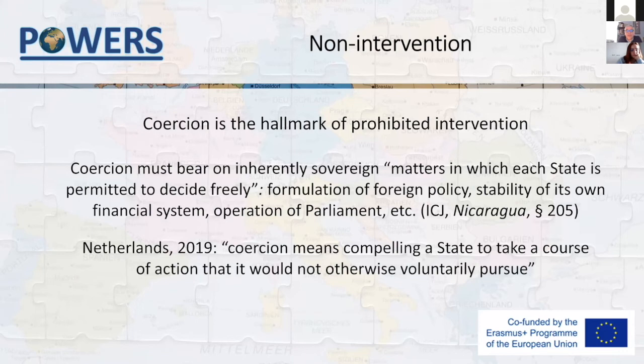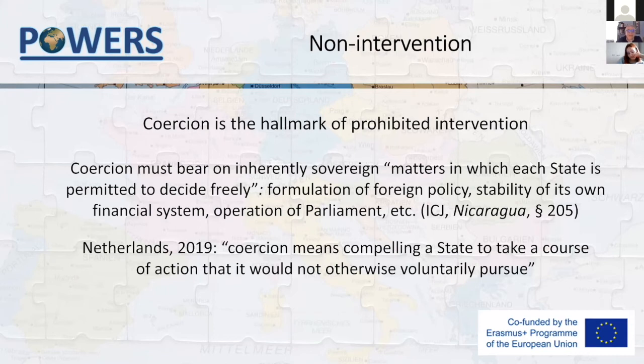So I was saying that the element of coercion forms the very essence of prohibited intervention in international law, and prohibited intervention must be one bearing on matters in which each state is permitted by the principle of state sovereignty to decide freely, such as, for instance, the choice of its own political, economic, social, and cultural system, the formulation of its own foreign policy, the operation of the parliament.